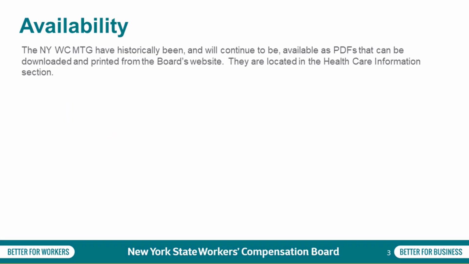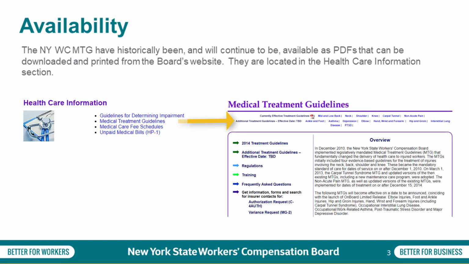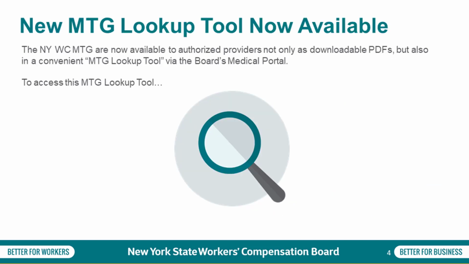The New York Workers' Compensation Medical Treatment Guidelines are available as PDFs that can be downloaded and printed from the board's website. To locate these PDFs, select Medical Treatment Guidelines under the Healthcare Information section on the board's homepage. Then, select one of the links to download that Medical Treatment Guideline PDF. To build upon the availability of the downloadable guidelines, we're pleased to announce the MTG Lookup Tool. This feature is a convenient way to look up the guidelines and conditions or treatment.